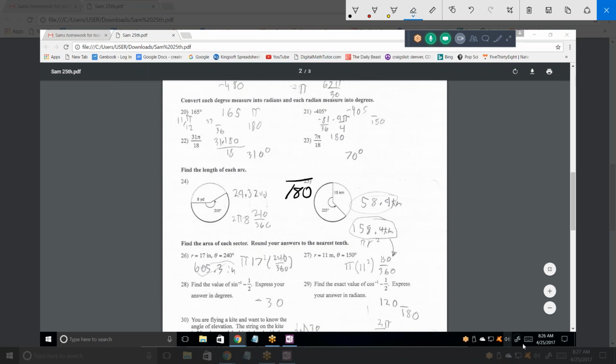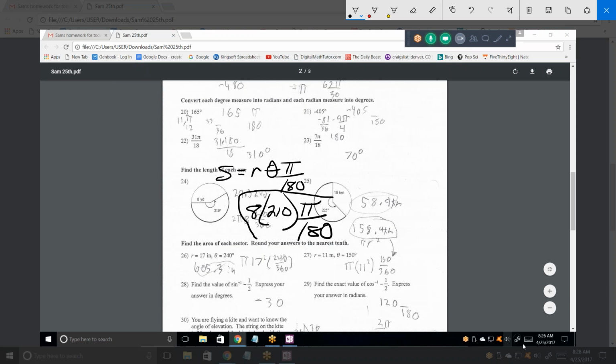So in this problem here, it looks like you've got 2 pi times 8 times 210. That's one way to do it. That's not the easiest way. The easiest way is to use the formula. Notice that if I use this formula, it's just plug in at this point. R is 8, so it's 8 times 210 times pi over 180.